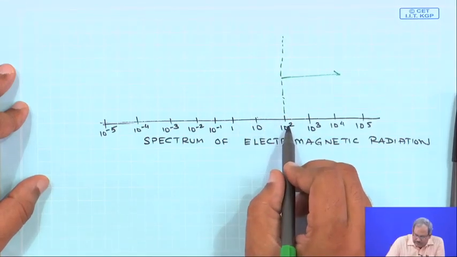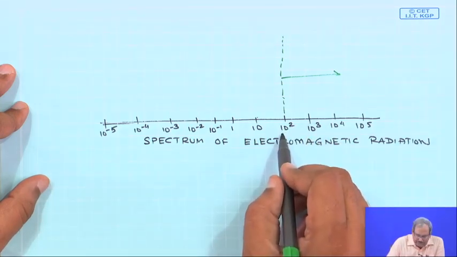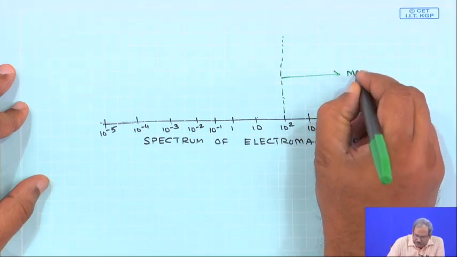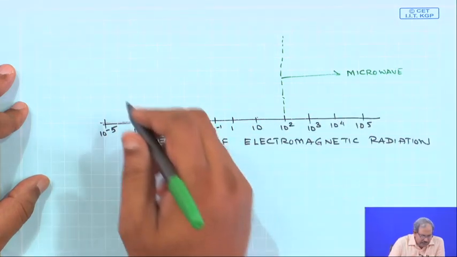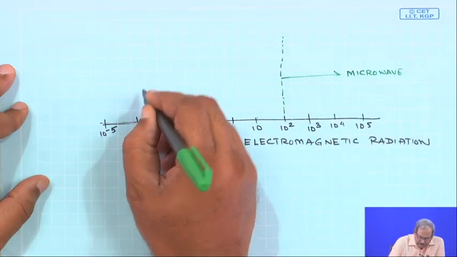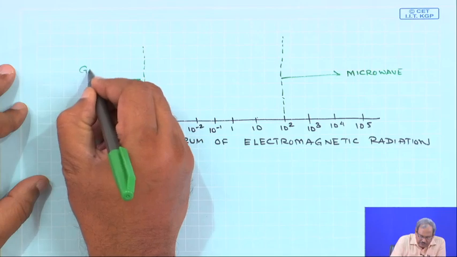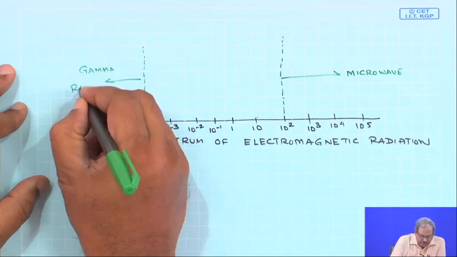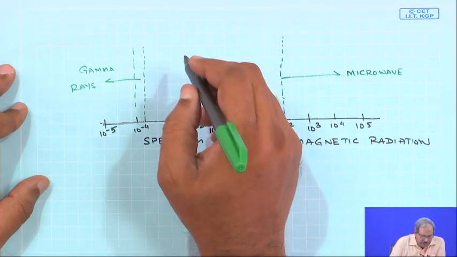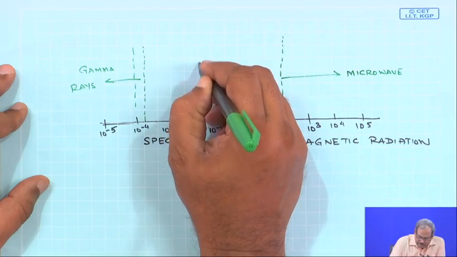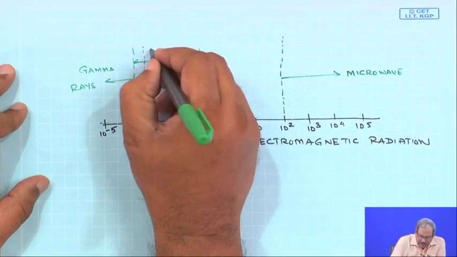So, any radiation where the associated wavelength is greater than 10 to the power 2, these are in the microwave region. Anything which is smaller than 10 to the power minus 4, these are gamma rays. In between 10 to the power minus 4 and roughly somewhere slightly more than 10 to the power minus 2, these are the X-rays.